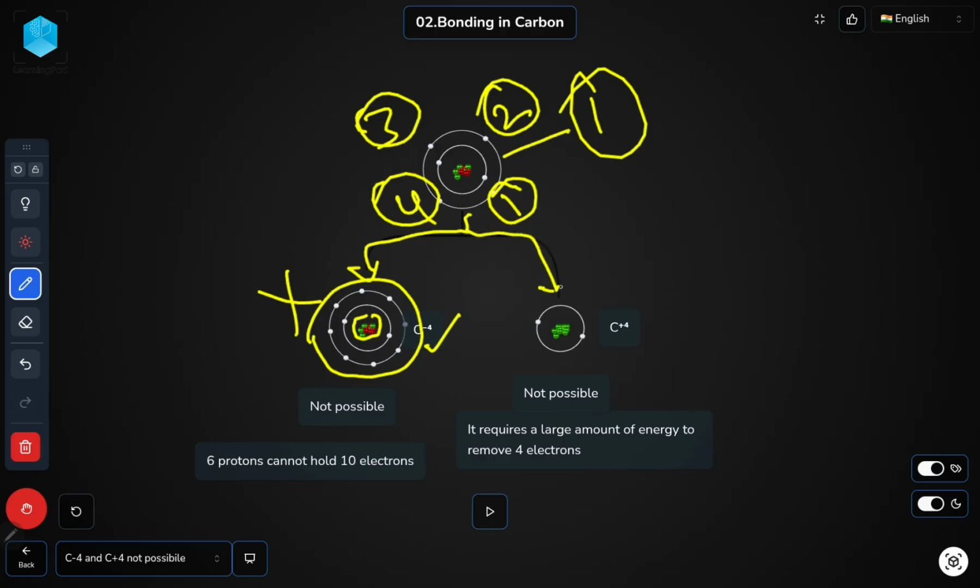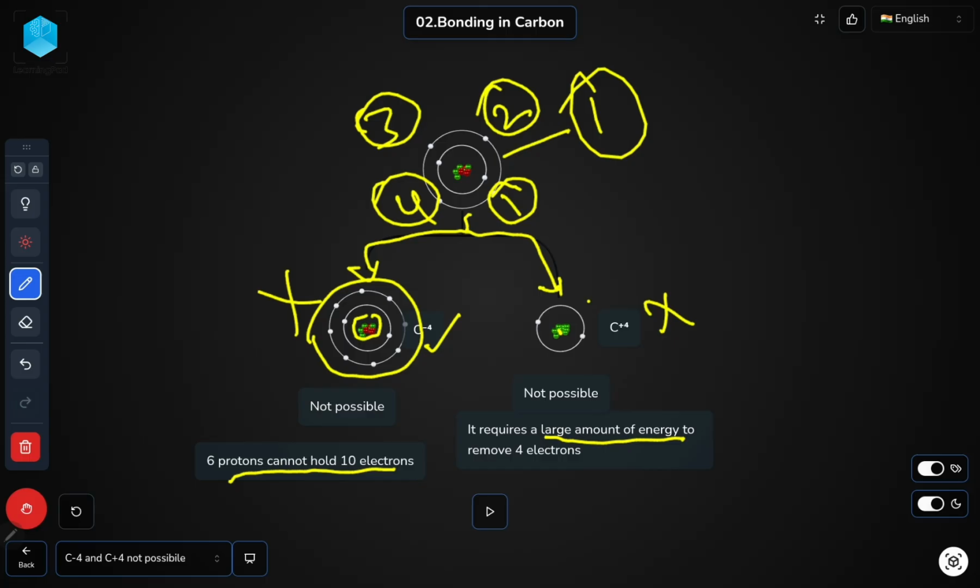Now if we think about losing 4 electrons, if carbon atom tries to lose those 4 electrons, the force of attraction between the nucleus and those four electrons is very strong. So this situation is also not possible. If we want to remove these outermost electrons, we require a large amount of energy. Whereas in the first case 6 protons cannot hold the 10 electrons. As a result, carbon cannot form an ionic bond either by losing or gaining of electrons.